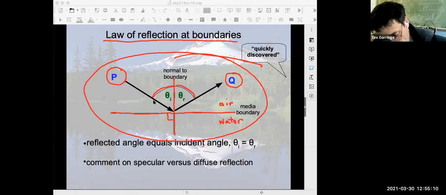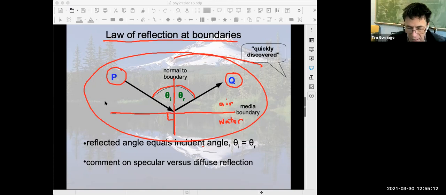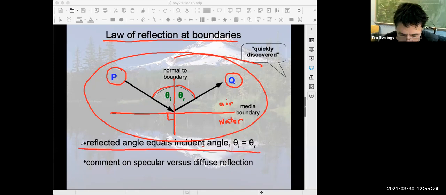Okay, so that's the picture that's going to allow us to describe the reflection of light, the law of the reflection of light at some boundary like this air-water boundary. And the law of reflection is simple. It's stated here. It's simply that the reflected angle is equal to the incident angle. So if that incident angle was 30 degrees to the normal, then the reflected angle is 30 degrees to the normal. If it was 50 degrees to the normal, the reflected angle is 50 degrees to the normal.